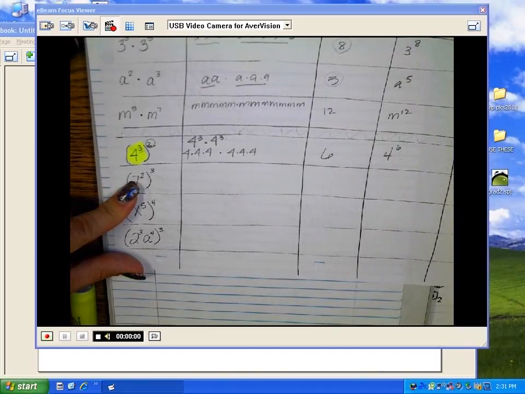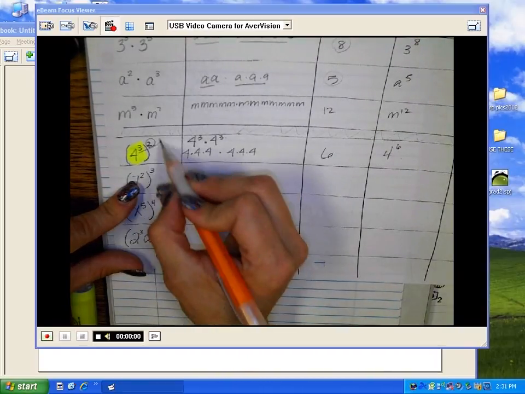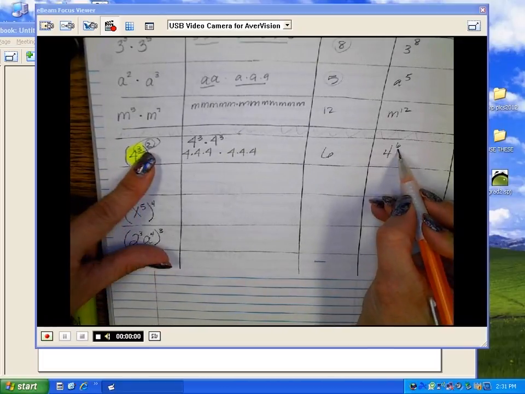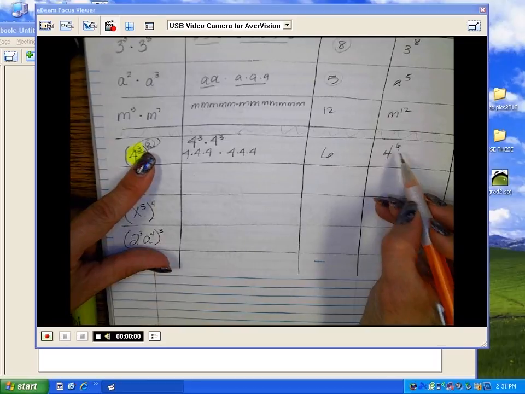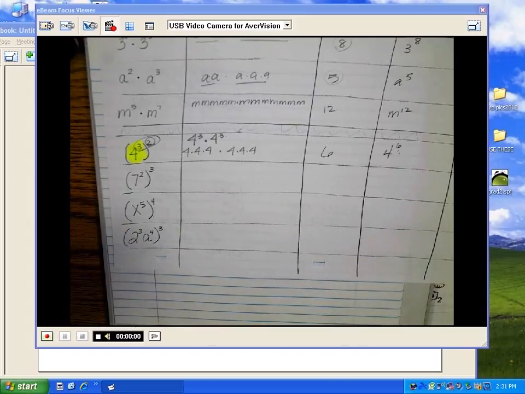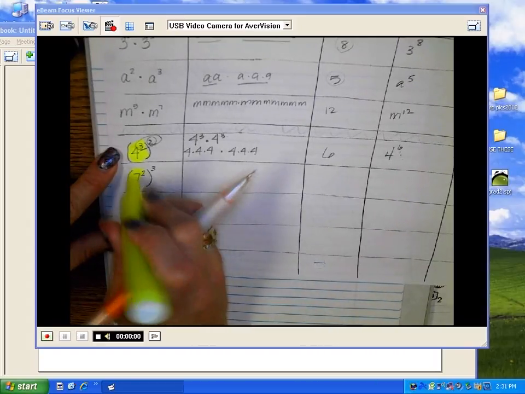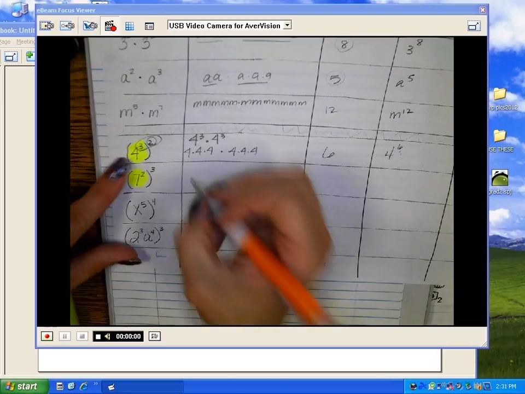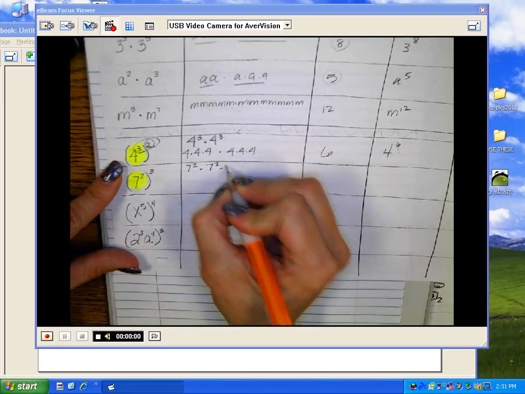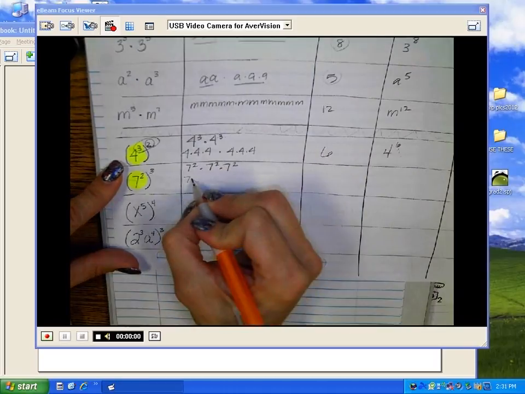Okay? But if you take a look at your exponents, power to a power, what did we do with the 3 and the 2 that got us a 6? Well, 3 times 2 makes 6. So let's see if that works for the next one. Our base is 7 to the power of 2. So I'm going to write it as 7 to the power of 2 3 times. And then I'm going to write it all out and show what it means.